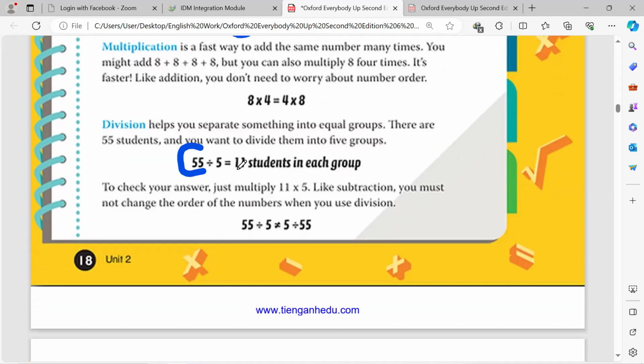Is it correct or not? We can check it again by multiplying with the number 5. 11 into 5 is 55, which is the original number. But with division, you must not change the order of the numbers. 5 into 55 is not possible.